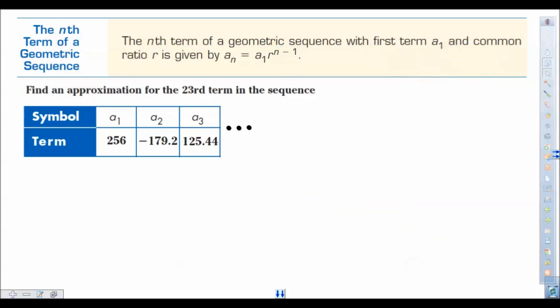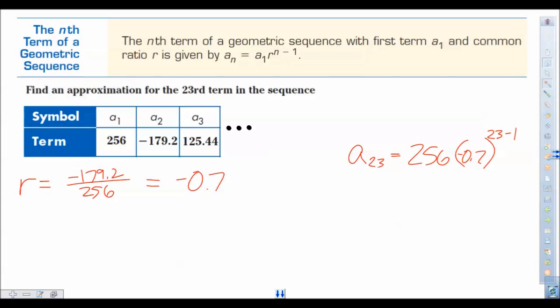It's always one less. So using that to attack a problem and find the 23rd term, the first thing we need to do is find R. To do that, let's take the second term, -179.2, and divide it by 256. We do that, we get -0.7. Awesome. Now let's use this and throw that into the formula.